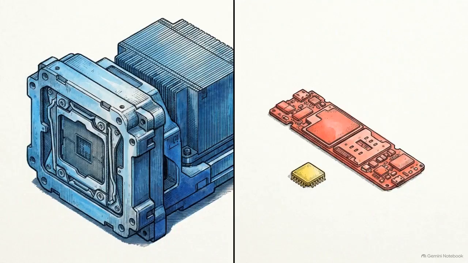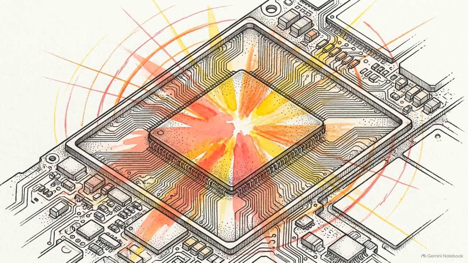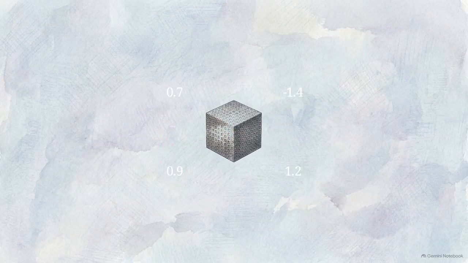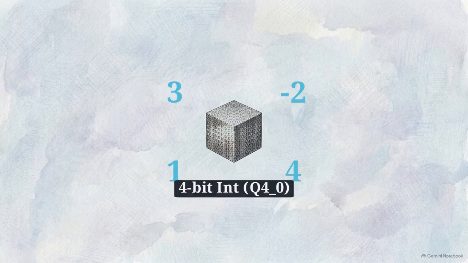But the physical reality of edge computing, local silicon, mobile phones, and IoT devices breaks both of these assumptions. Edge hardware operates under severe thermal and memory constraints. To fit a modern parameter model onto these devices, the weights undergo aggressive sub-byte quantization, compressing standard floats down to 4-bit integers or block formats like Q4_0.